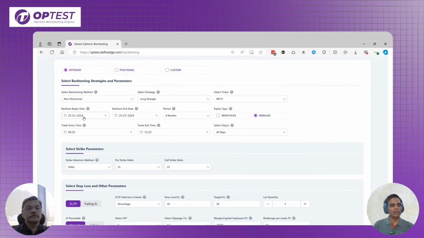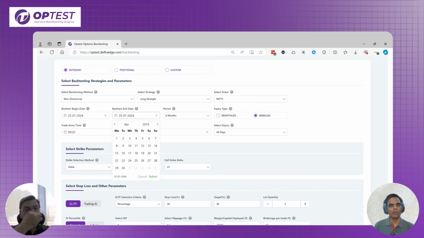Now here you also have the specificity of mentioning when you want to begin the backtest. You can choose a specific date, and similarly, you can choose a specific backtest end date. You have a calendar system where you can go back and forth in terms of year and month. You can choose whatever you want.